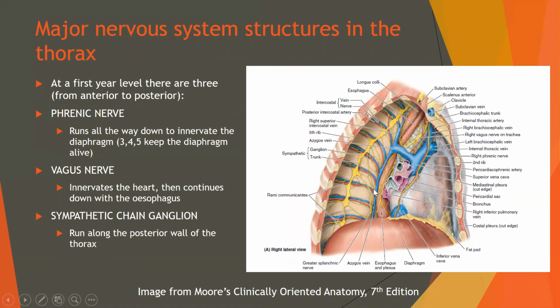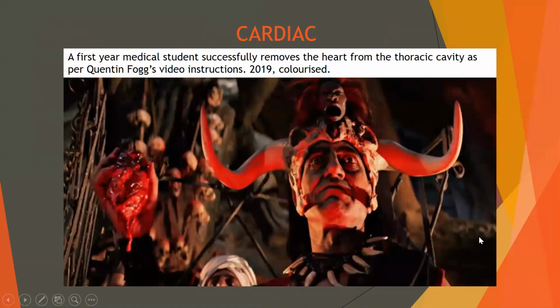Then posterior to the pulmonary arteries and pulmonary veins is your vagus nerve that innervates the heart and then continues down to innervate some of the esophagus. Sympathetics: the phrenic nerve innervates the diaphragm. If you see phrenic, it means diaphragm. And sympathetic chain ganglion run along the back of the thoracic wall, so the posterior surface of the thorax, and they do your sympathetics for most of the thorax. All right.